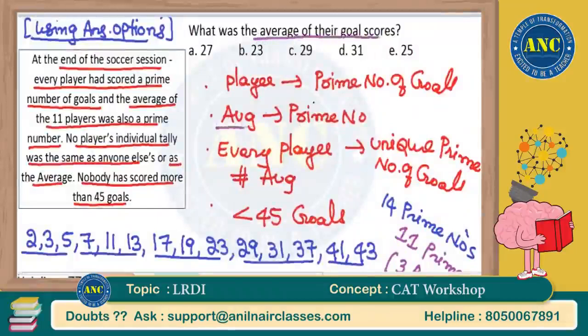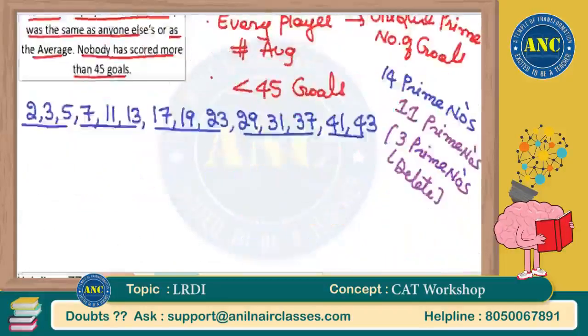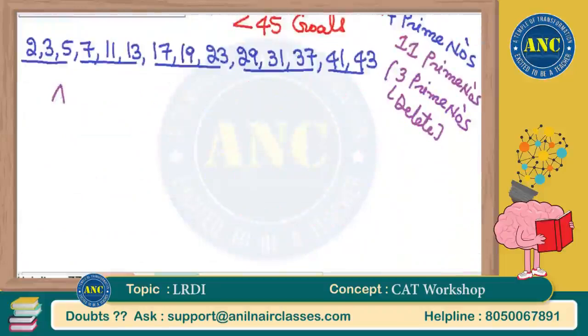What is the second key point? Average is a prime number. 27 is a composite number. 25 is a composite number. 23, 29, 31. Out of these three, one number will be the answer.